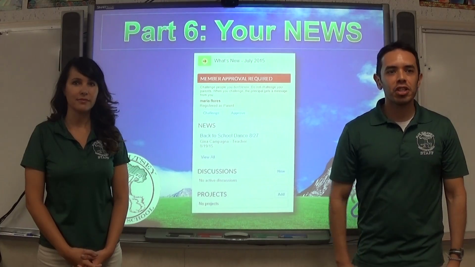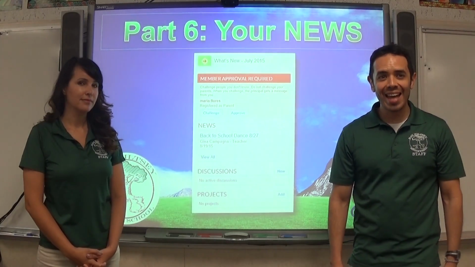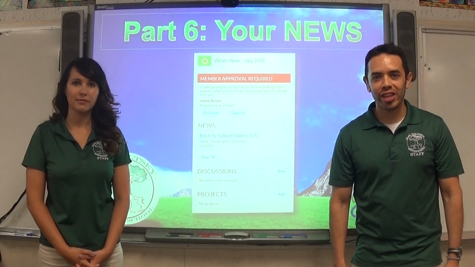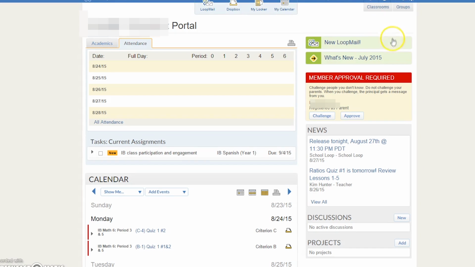One of our final sections is located on your portal's right-hand side. Here you will find a few things. First off, if you have any new mail, you will see a mail button at the top. Second, you have the power to approve access to your parent or guardian. If you see their name here, then it means they're waiting for you to approve access to your portal. Go ahead and select approve for them.